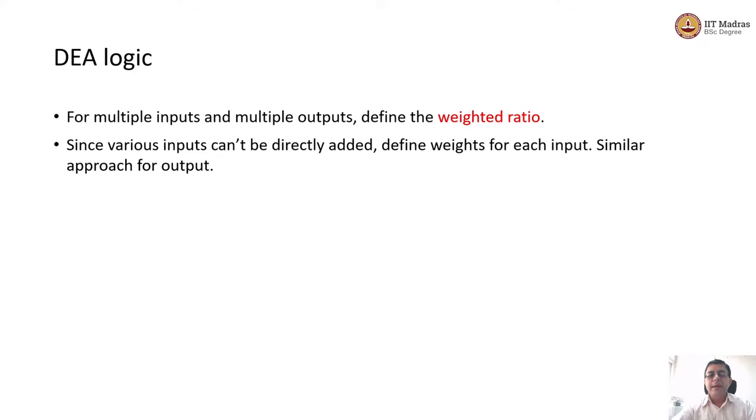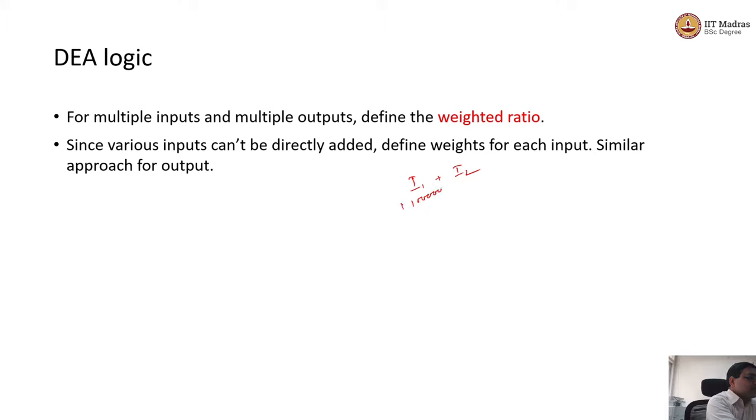Therefore, we are going to multiply each of the inputs by a weight, right? Weight for each input, right? Let us say that input 1 plus input 2, right? Now, input 1 could be 1 lakh rupees.